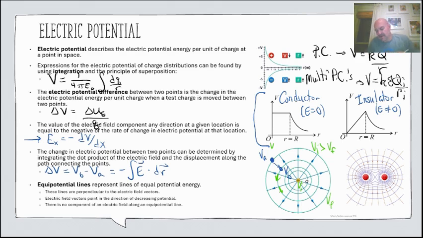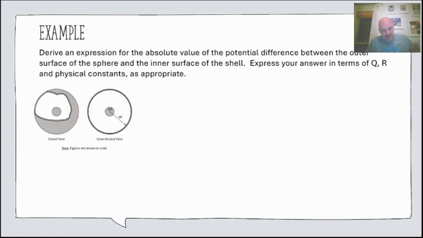All right, so let's look at an example problem on electric potential. So here we go again. This is a derive an expression question. Derive an expression for the absolute value of the potential difference between the outer surface of the sphere and the inner surface of the shell. Express your answer in terms of Q, R, and physical constants as appropriate.